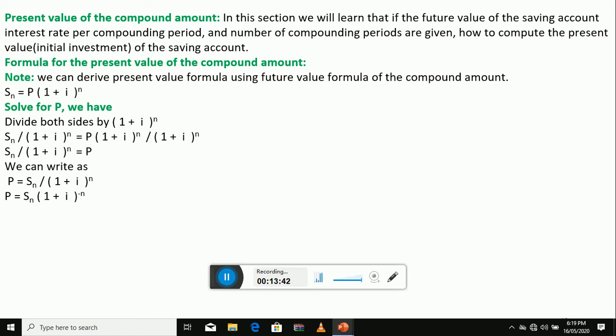So in this section we will learn to estimate, to compute the present value of the saving account with the help of the future value of the saving account.